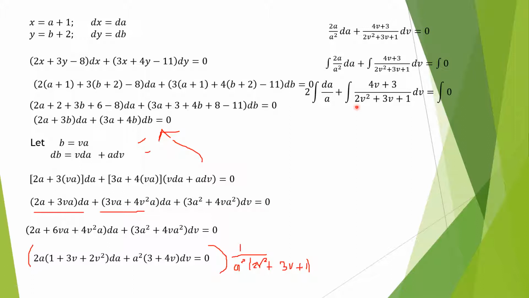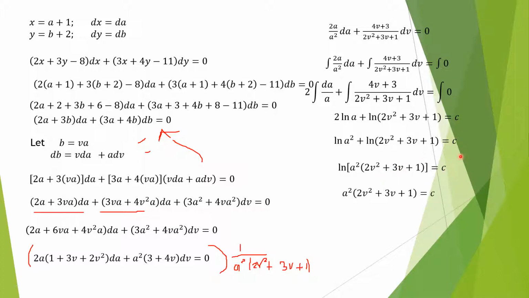And the derivative is just 4b plus 3, so obviously this is an ln integral only. So this is twice ln of a plus ln of 2b squared plus 3b plus 1 is c, and then we can combine. Simplify again, that is ln of a squared plus ln of 2b squared plus 3b plus 1 is c. Combine using the properties of logarithm, we have ln of a squared times (2b squared plus 3b plus 1) is c. And then this is getting rid of the c.